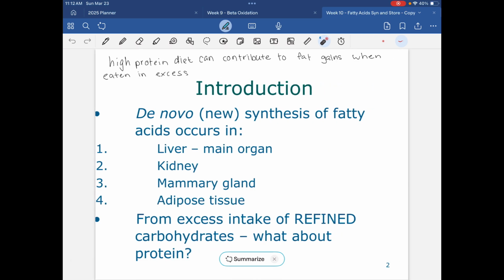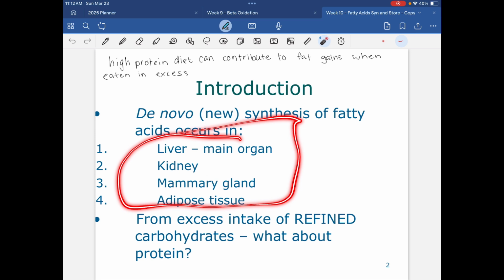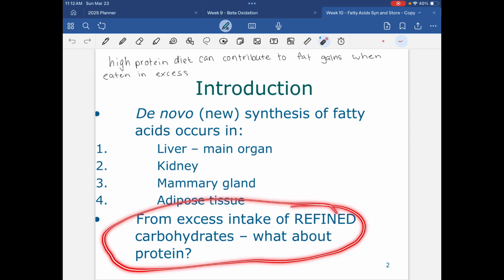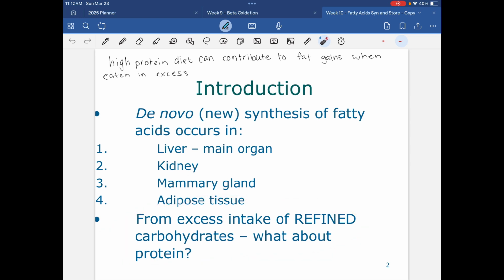So, de novo is new. So new synthesis of fatty acids is going to occur in these different organs, mostly the liver. The liver does everything, right? And one reason we might do this is if we're eating too many carbs. We can eat too many fats, and we can obviously store the fats. We can also do this with carbs. If we have too many carbs, we can make them into fats. Protein does not get turned into fat.